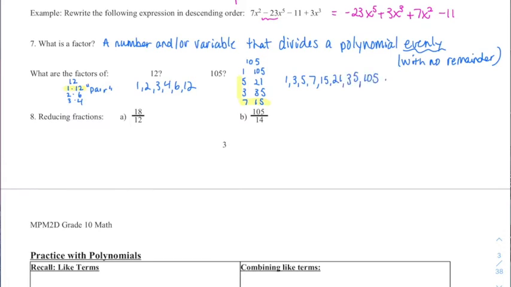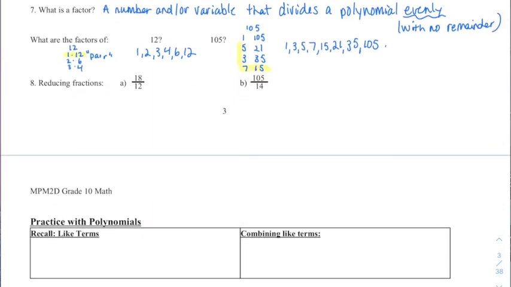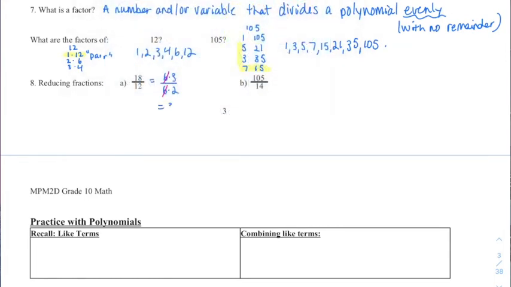All right. So how do we reduce fractions? We're almost there, guys. How do we reduce fractions? Well, factoring is helpful. For example, if I rewrite 18 as 6 times 3, and if I rewrite 12 as 6 times 2, I have a nice cancellation that happens here. So I end up getting 3 over 2.